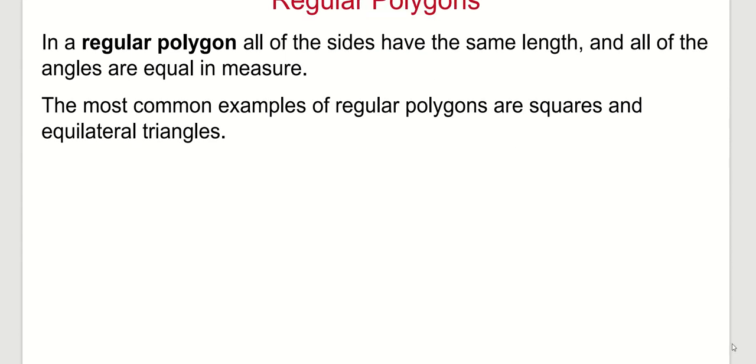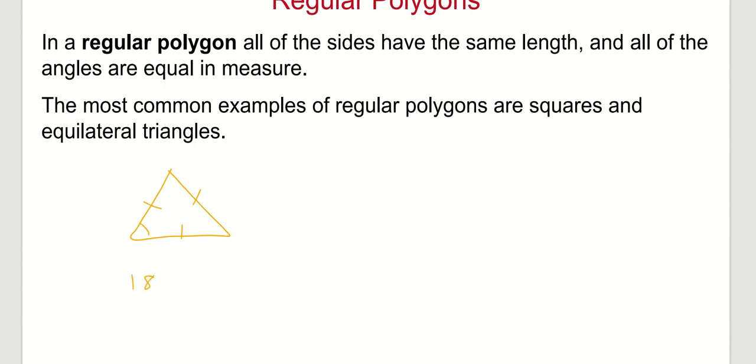We now come to the notion of a regular polygon. In a regular polygon, all of the sides have the same length, and all of the angles have equal measure. The most common example of regular polygons are the squares and equilateral triangles. For example, if we have an equilateral triangle, we know that all of the sides are going to be the same and all of the angles are going to be the same as well.